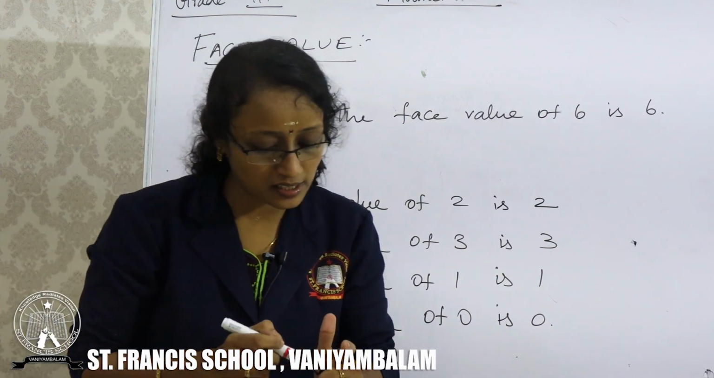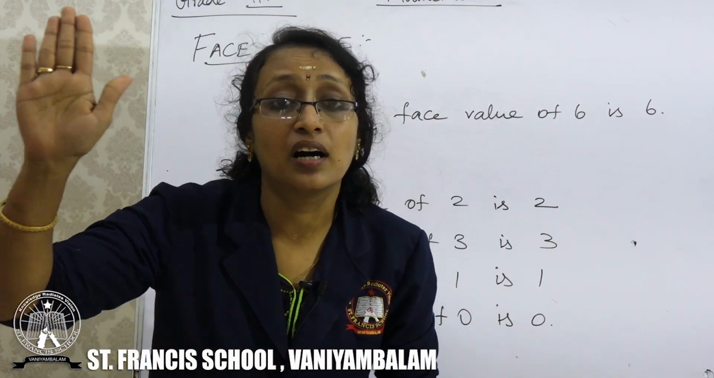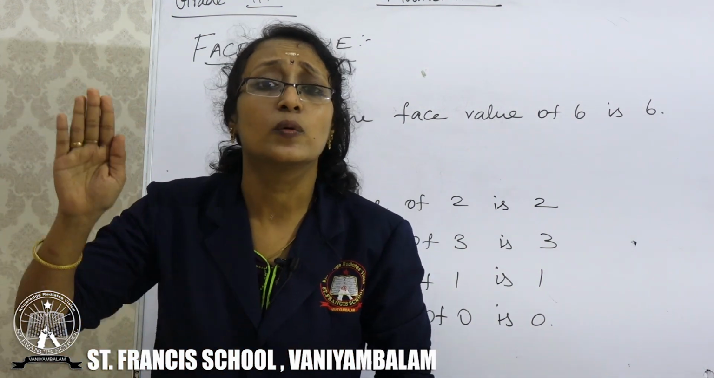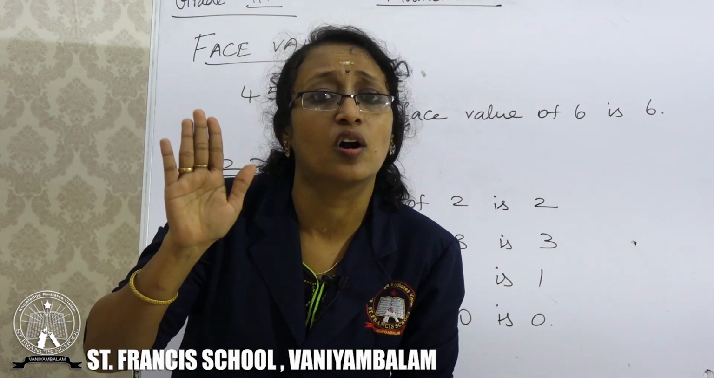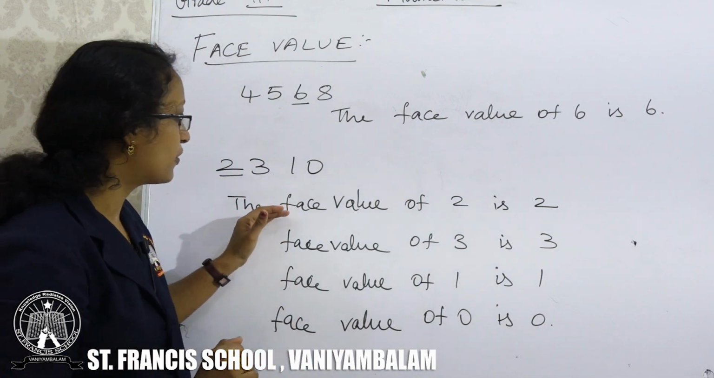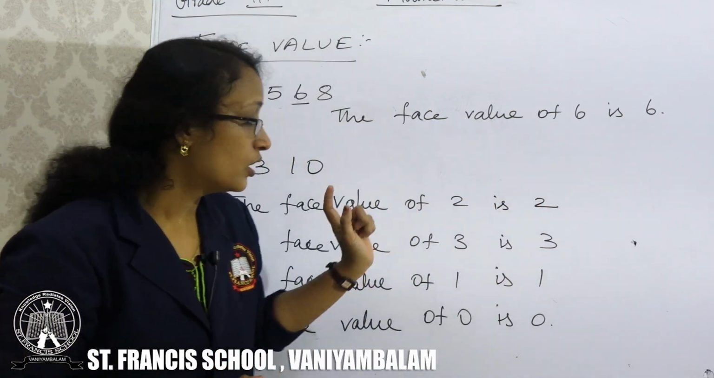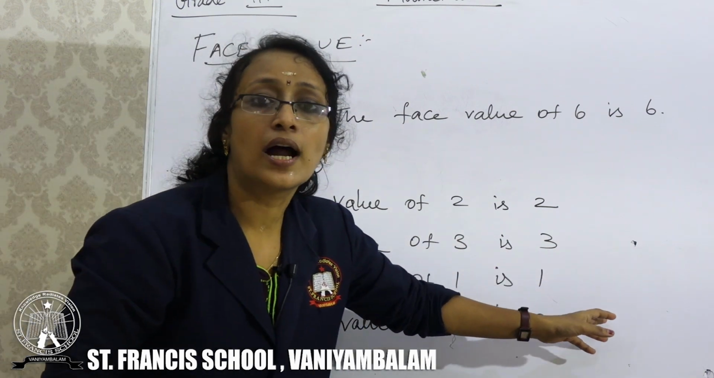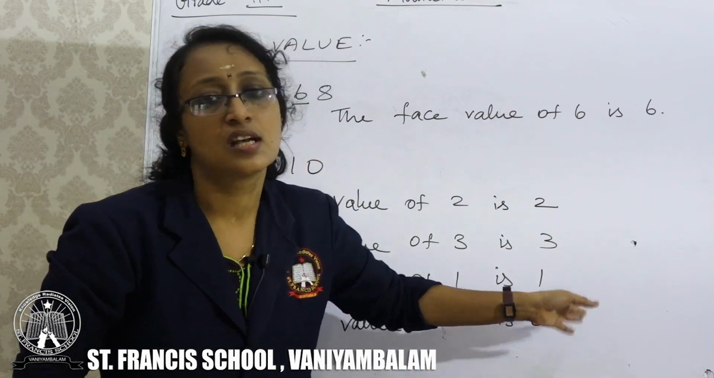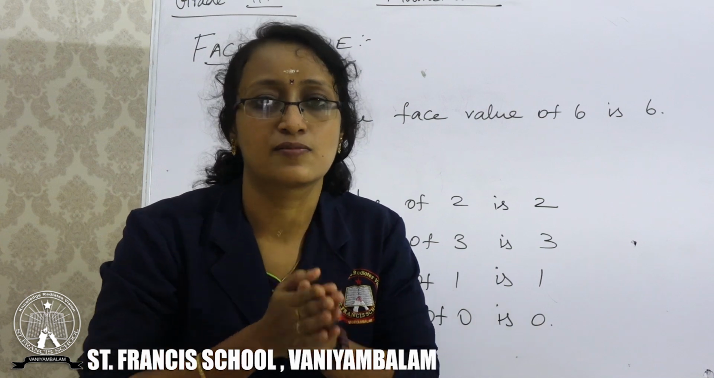Face value means showing the number on the mirror. So you will see what resembles there. It resembles the same digit on the mirror, right? So the face value of 2 is 2. Face value of 3 is 3. Face value of 1 is 1 and the face value of 0 is 0. This is the face value.